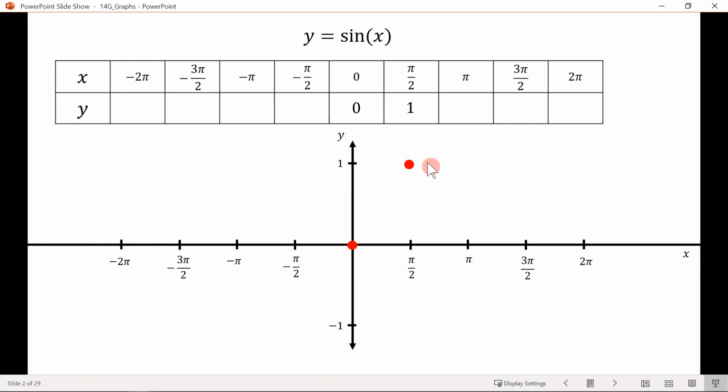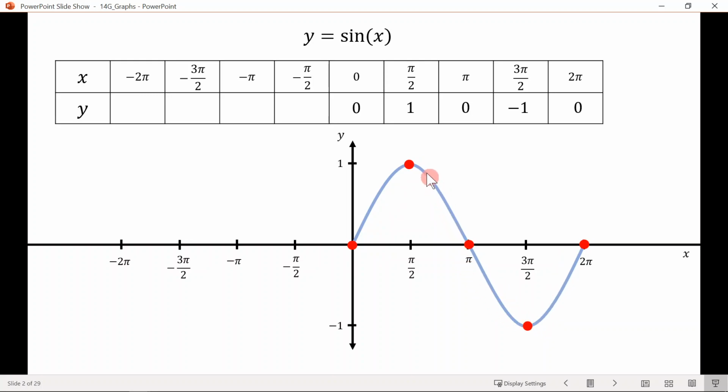And then we just continue. When x is going to be equal to pi, sine of pi is going to be 0. So when x is equal to pi, our y is going to be equal to 0. And then we just keep on going. Sine of 3 pi on 2 is going to be -1. Sine of 2 pi is going to be 0. We get all those dots, and now we're just going to connect them all together. And we're going to end up with this shape right here.